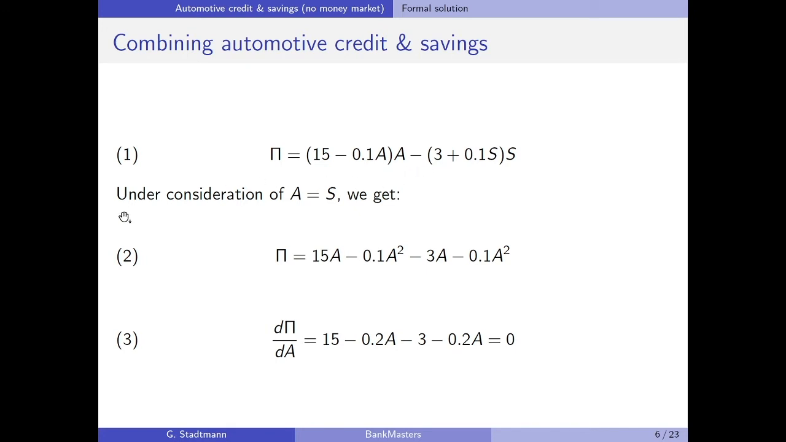As we have said, we are just not considering the money market. So we are assuming that under A equals S, the volume of the credit market is going to be the same as the volume of the savings, so we could actually insert A into S. And we end up with this function. And the next step was to take the derivative. So when we take the derivative, we end up with this function, and we have to equalize it to 0 as it was the necessary condition.